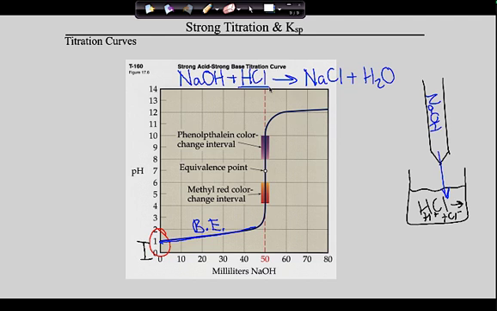Why? What do you know about sodium? It's the child of a strong base, so it doesn't affect pH. What do you know about chlorine? It's the child, it's worthless. It also doesn't affect pH.